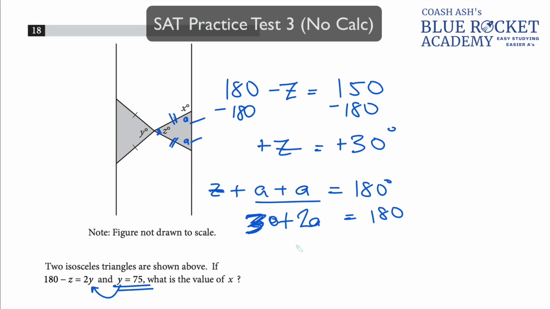Let's subtract 30 from both sides. You get 2a is equal to 180 minus 30, which makes it 150. And so therefore, a is equal to 150 over 2, which is 75 degrees. So in other words, this guy is 75 degrees.